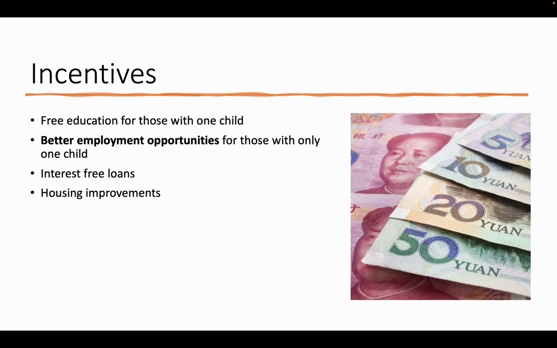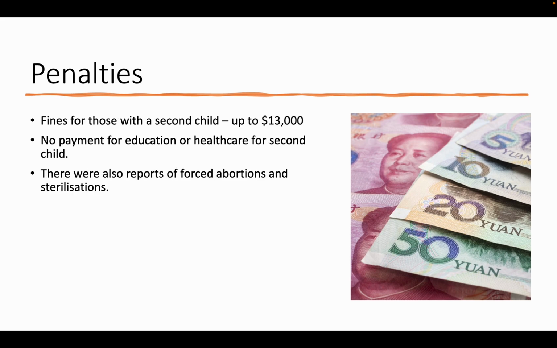Starting with incentives, as mentioned, this was mainly financial incentives. There are some incentives listed on the screen here. First one, free education for those with one child was promoted. Also for those with one child, there were better employment opportunities and they were offered a higher wage as well. Some other financial incentives: there were interest-free loans as well as other social benefits. Perhaps they were offered better housing, or original housing was improved as well.